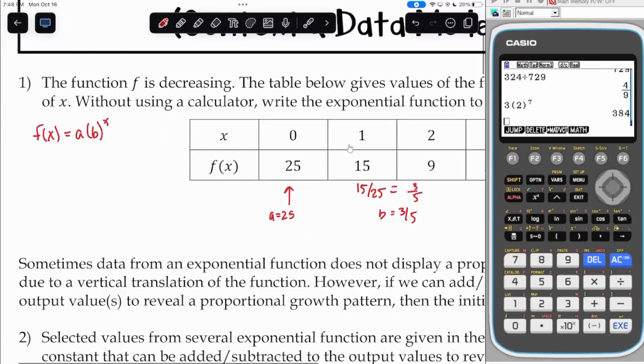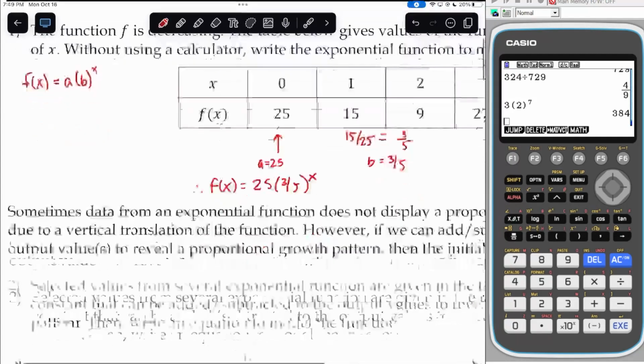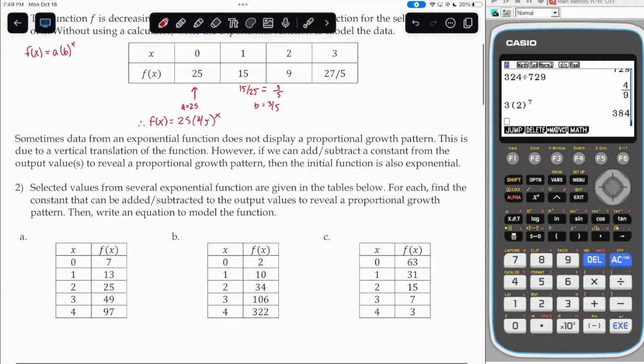Now that I know that, I can just combine everything that I know and put it into one equation. So I'll say that the function for this table is described as f of x equals 25 times 3 over 5 to the power of x. Awesome. Now let's move on to the second problem.